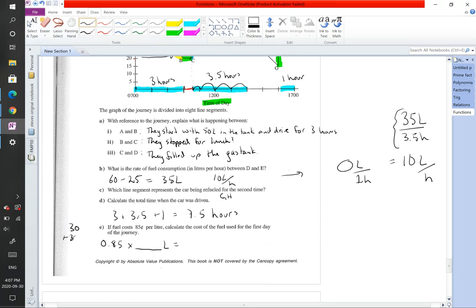30 plus 35 plus 10 gives us 75 liters. So we use 75 liters at 85 cents a liter, and that is going to give us, I don't have my calculator. Oh, we used 85 liters? Did I get something wrong here?